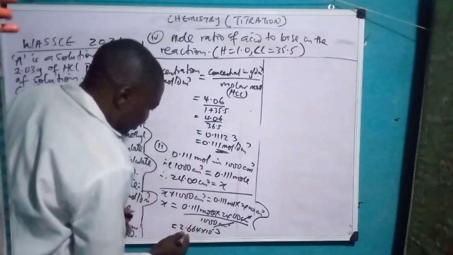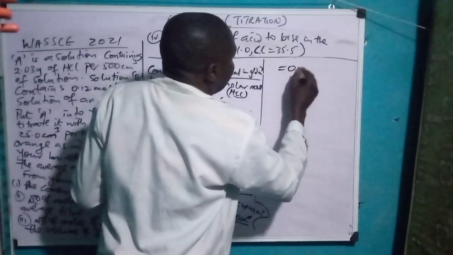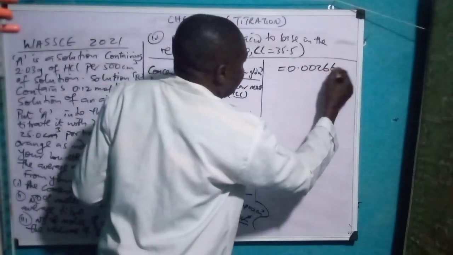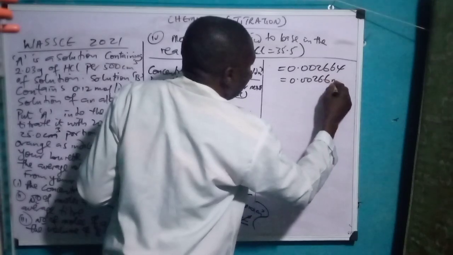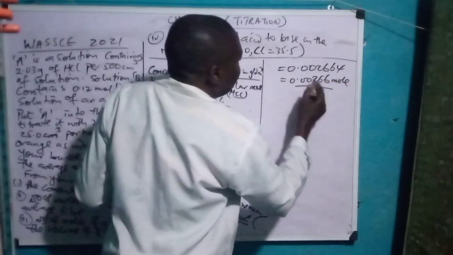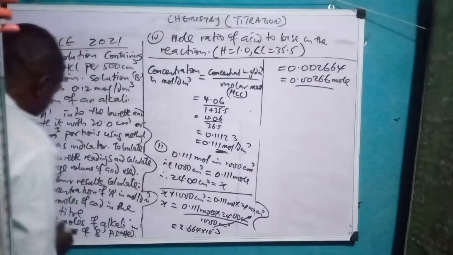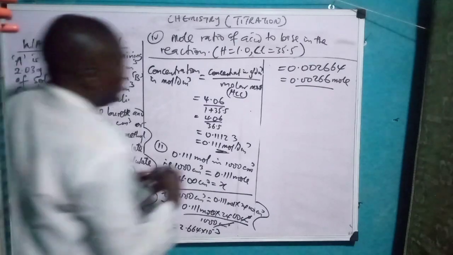So automatically this one becomes 0.002664, which is 0.00266 mole. You see it? You count 1, 2, 3. Okay, it's okay. Then the other one, number of moles of alkali in the volume of B pipetted.